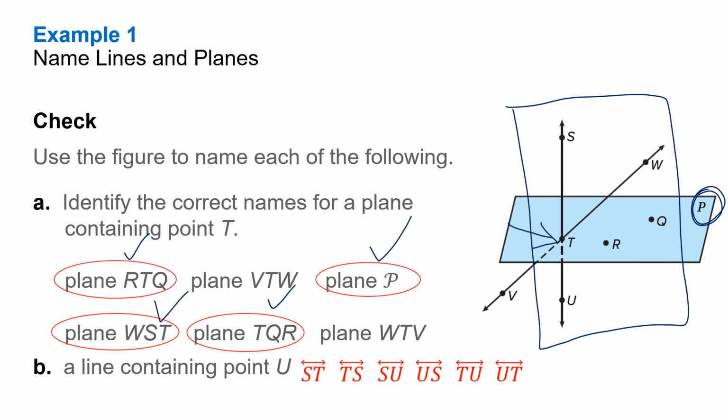Name a line containing point U. So point U is this one down here. And there are 3 points that share or are collinear with point U. We have U, T, and S. So you have those 6 options for naming a line containing point U.